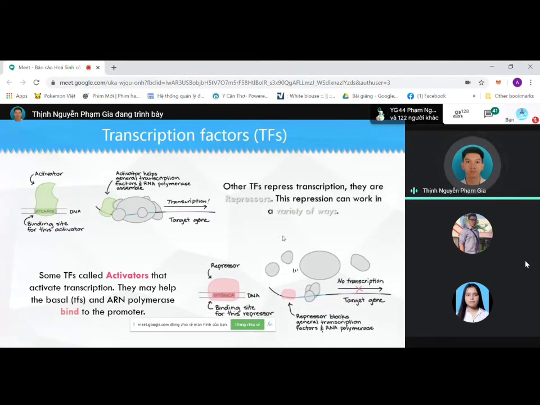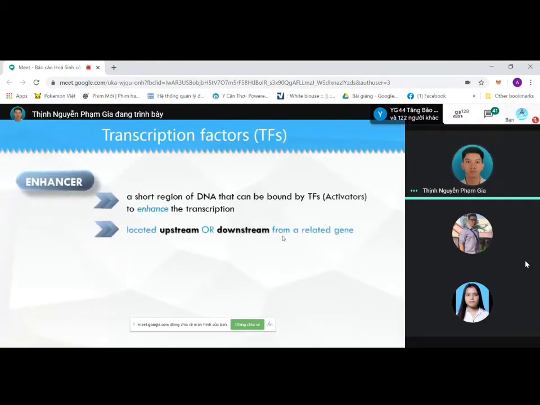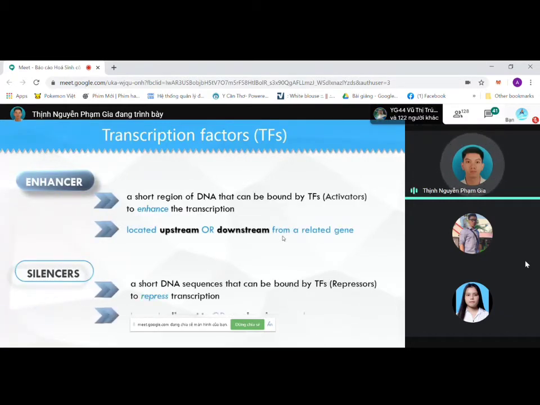Other transcription factors are repressors. The repressors can work in a variety of ways. So these important proteins can help determine which genes are active in each cell of your body. In addition, some groups of transcription factor binding sites called enhancers and silencers can turn a gene on or off in specific spots of the body.